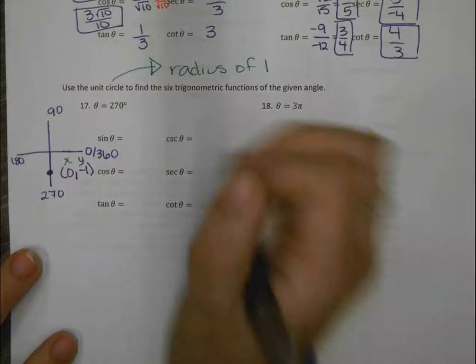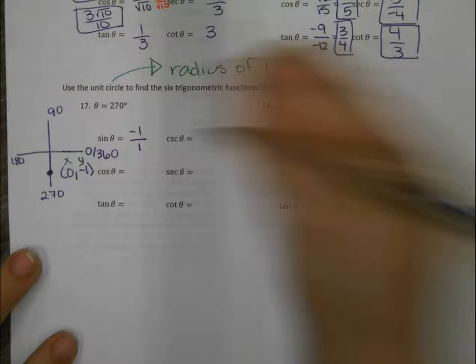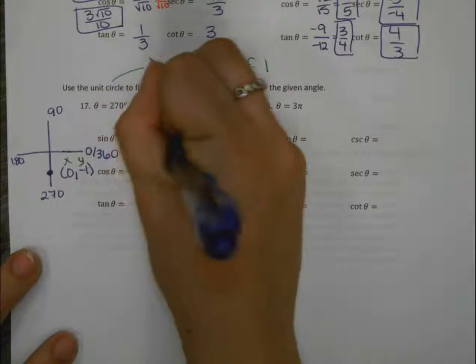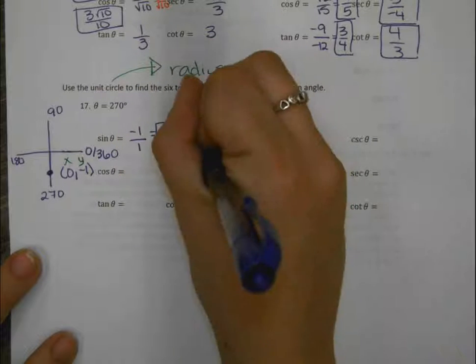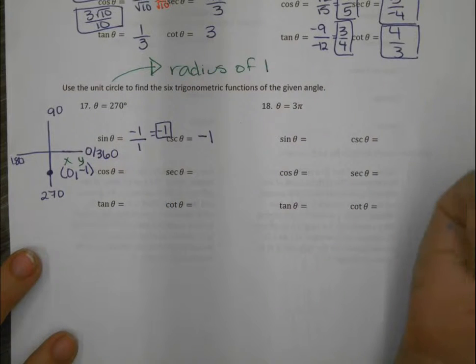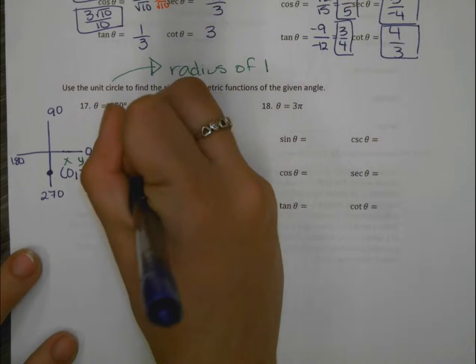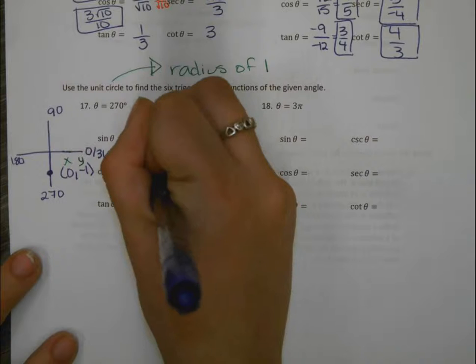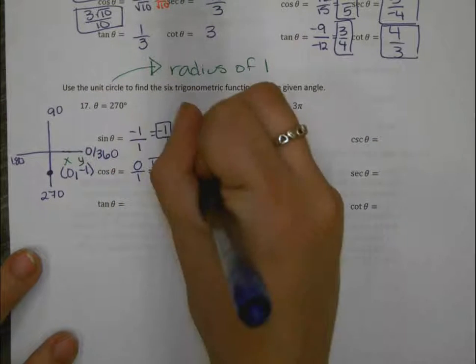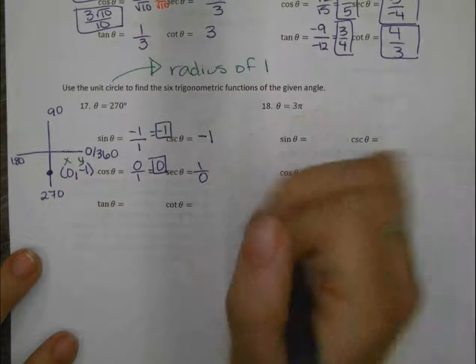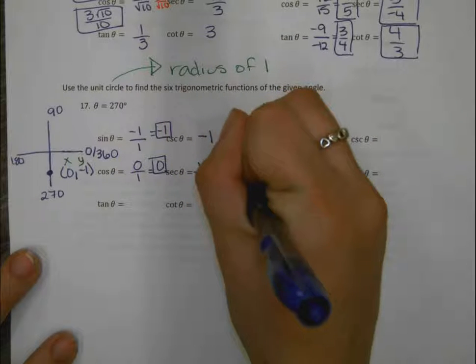Sine is y over r, so I have -1, and my radius is 1. This just simplifies to -1. Cosecant flips it, -1 over -1 is still -1. Cosine is x over r, which is 0 over 1, which is just 0. Secant flips it, so I have 1 over 0. I cannot have 0 on the bottom, so secant is undefined.